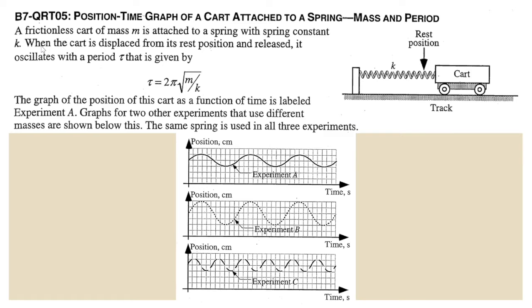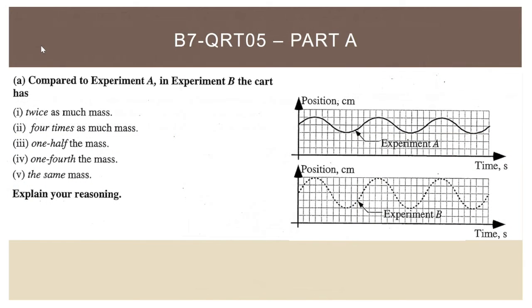It says here the graph of the position of this cart as a function of time is labeled experiment A. Graphs for two other experiments that use different masses are shown below this. The same spring is used in all three experiments. And there are a few parts to this worksheet that I'd like you to look at. We're going to start, of course, with part A.